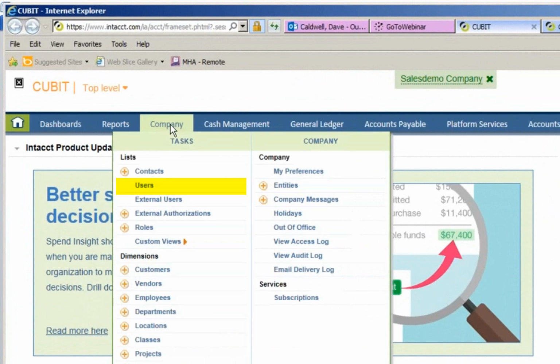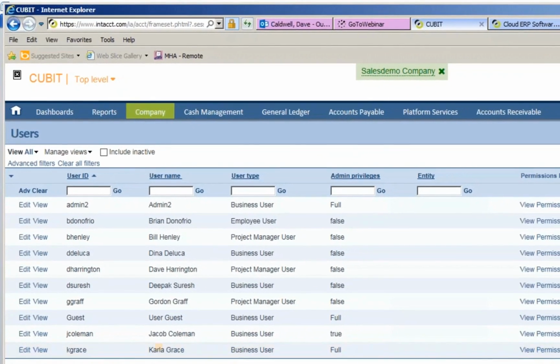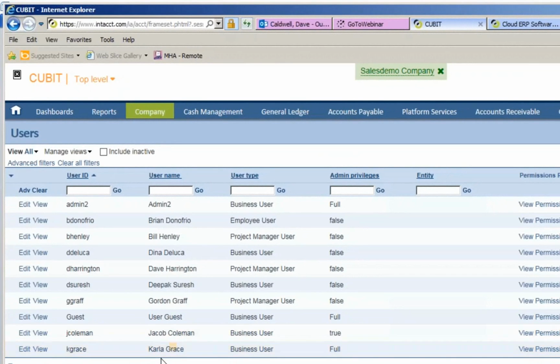The first area that I want to focus on here is our users. There are a couple of users that we're going to be focusing our attention on today: Carla Grace and Jacob Coleman. Since these two are going to be involved in either entering transactions, which is actually Jacob's job, or, with Carla being more of a managerial type, approving the transactions that Jacob, in our example today, will be entering.